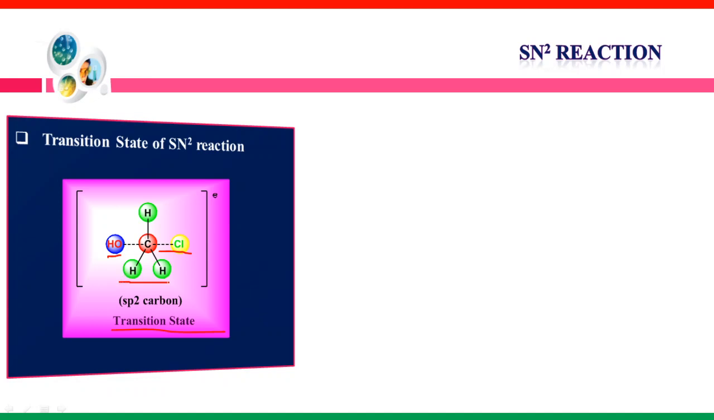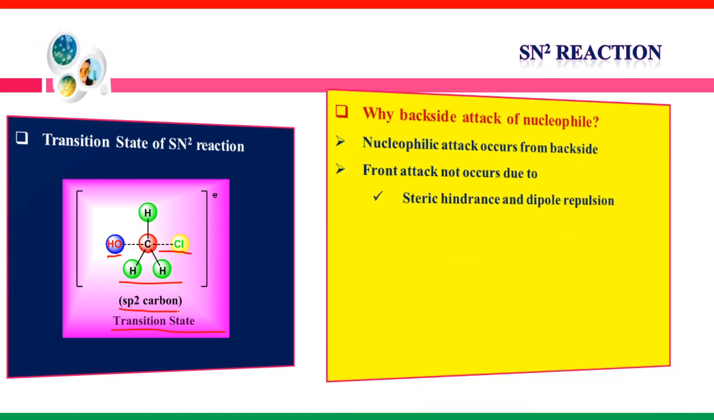During the formation of this transition state, the hybridization of the carbon atom in the substrate changes from sp3 to sp2. If this transition state collapses into the product, then the hybridization again changes from sp2 to sp3.